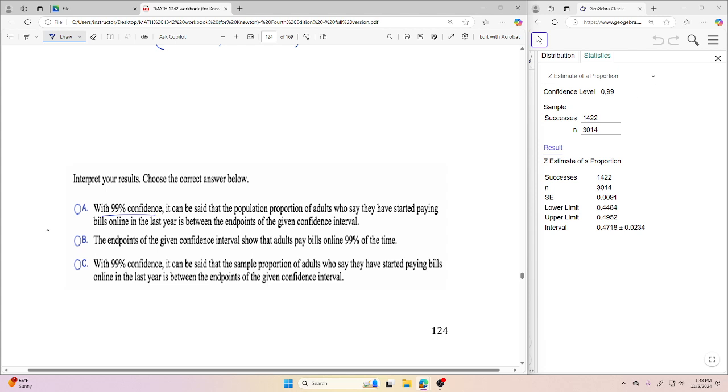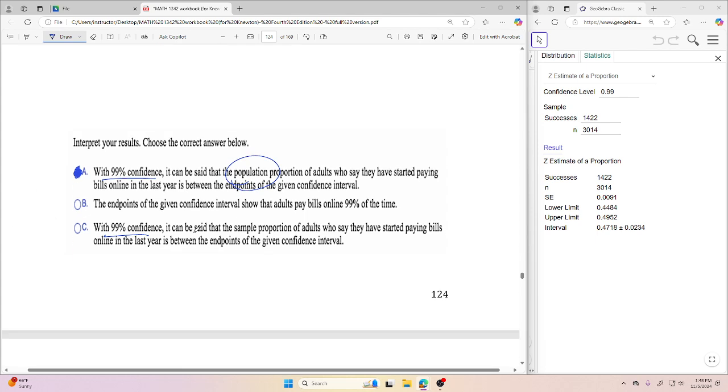So with confidence. But which one of those two is the real answer? A, because population. There it is. Number 2. Fill it in. Number 2 pencil, that is. Number 2 pencil. There you go. Yep. Population. Again, we're looking for all of America. 99% confident about them. Awesome.